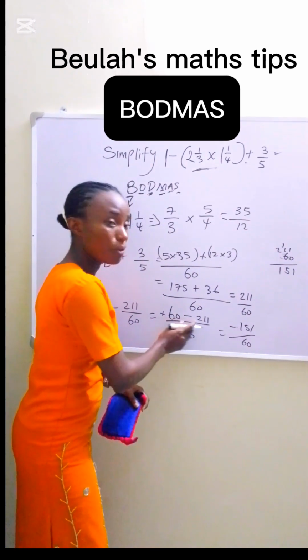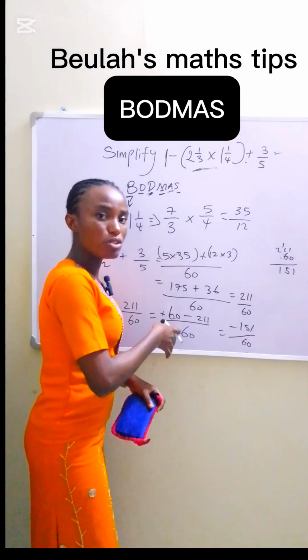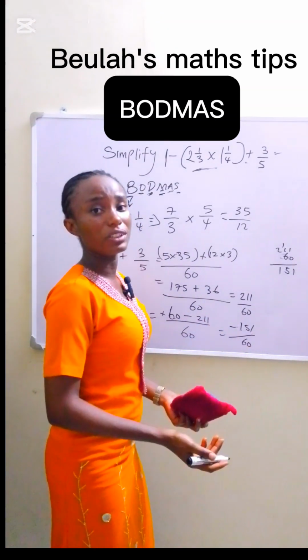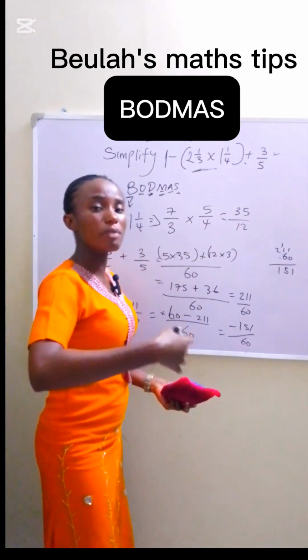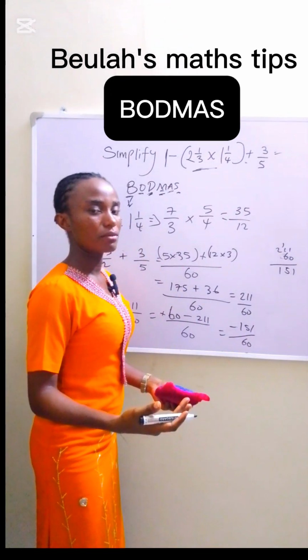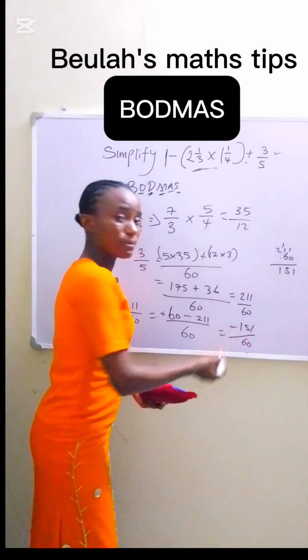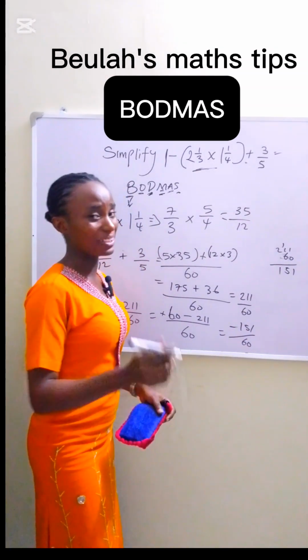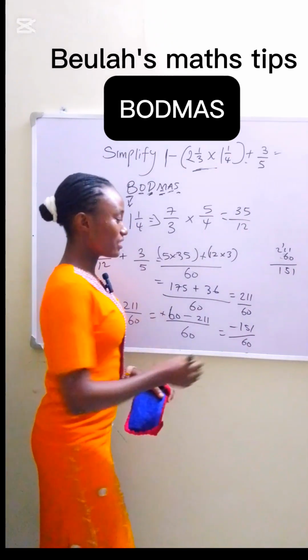Because you have 60, you are owing 211. Pay from what you have. What remains after paying is 151. What remains means what is left for you to pay. You are still owing 151. That's why I have minus. It means you are still owing. I hope you understand. Okay, I know you do. So that's how we got it.